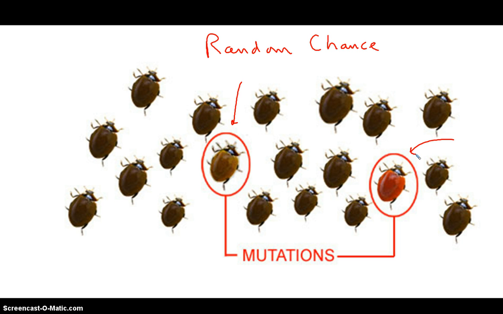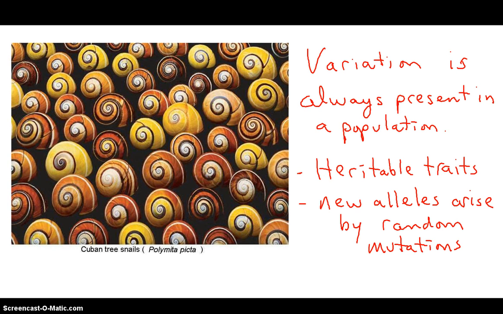That's going to be the raw material for evolution, because if there's no variation in a population, then there can be no selection for certain individuals. If you look, this is a pretty vibrant picture of Cuban tree snails here. Variation is always present in a population. Look around the room and see no two people are alike, no two snails are alike in this picture. Certain ones may be more likely to be eaten by certain predators, some might be better camouflaged, some are going to survive better and therefore reproduce. So variation is always present in a population.